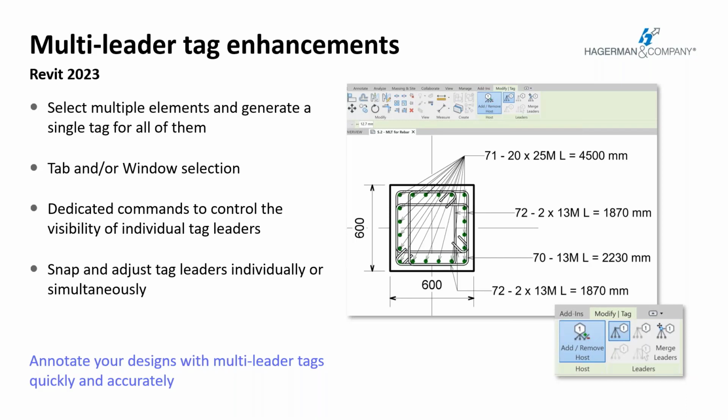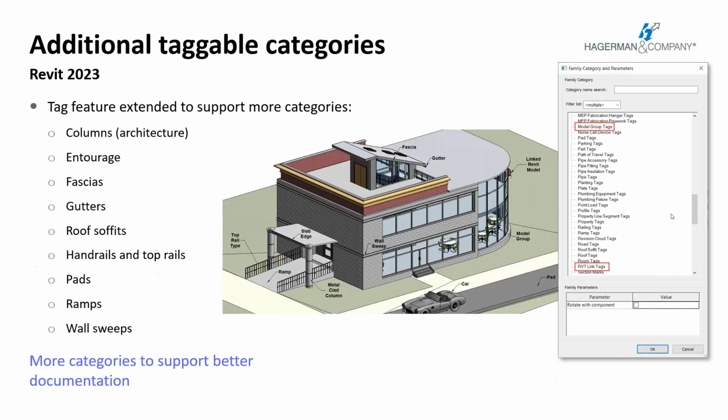Now in Revit 23, you can select multiple elements and generate a single tag for all of them. With dedicated commands in the ribbon, you can control the visibility of individual tag leaders by hiding one or several of them. And this is possible either during tag placement or when selecting an existing multi-leader tag. You can snap and adjust tag leaders individually or simultaneously. So these enhancements for multi-leader tags make it even easier to annotate your designs quickly and accurately in Revit.